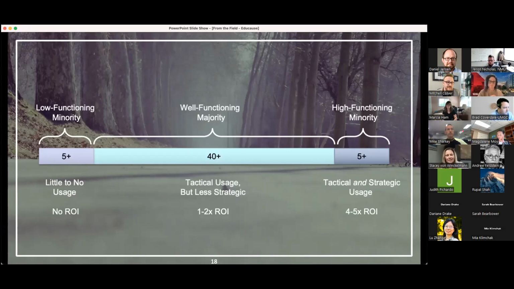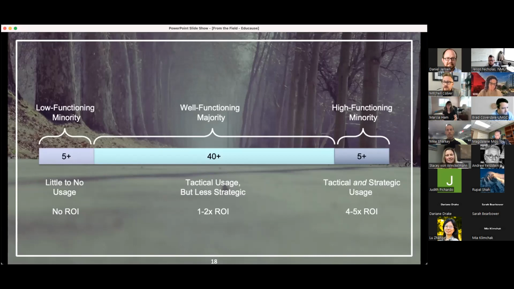And really, what are the differences? Well, when we see a low-functioning minority, what are we seeing there? We're seeing little to no usage. There's no absorption, no adoption. There are a myriad of reasons, which could be a webinar in and of itself, for what leads to little to no usage after you've invested, whether it's homegrown or vendor purchased. That is something people need to be mindful of. But when there's little to no usage, there's no return on investment.